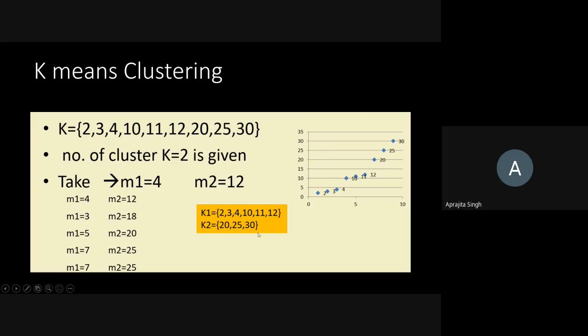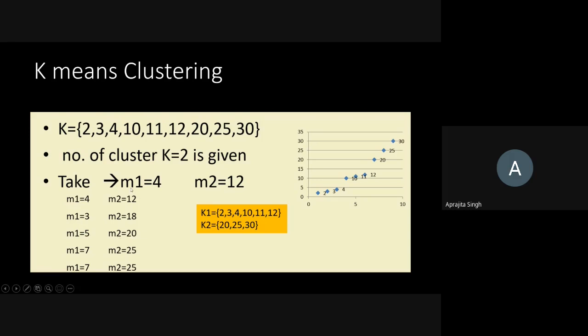What happens here is, once you put points in a cluster, you find the average of whatever is in that cluster. Then you repeat the step and see whether 2 is near 3 or near 18. Then again you find the average. The new averages are 5 and 20, and you see whether 2 is near 5 or near 20. Whatever points come in the cluster, you keep finding the average of it.